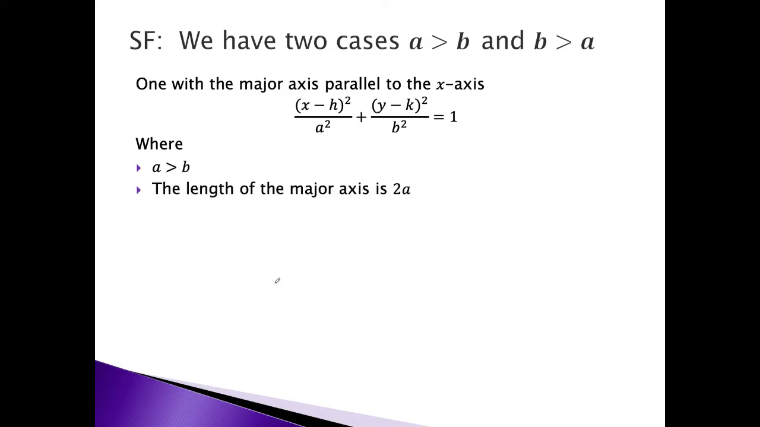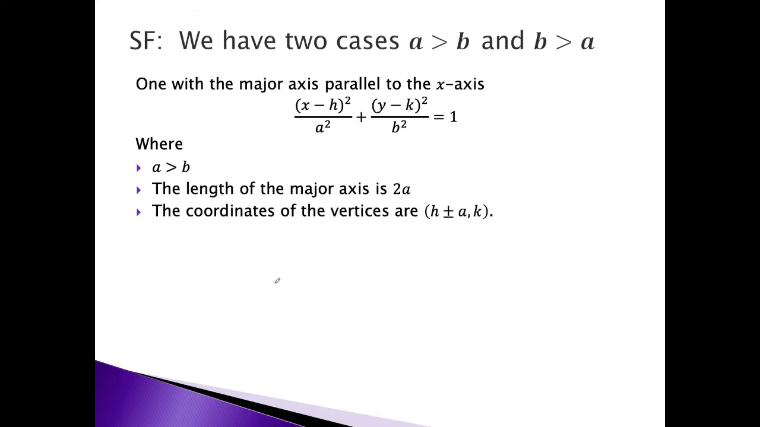For the standard form, that is (x minus h) squared over a squared plus (y minus k) squared over b squared equals 1, where (h, k) is our center, then we know that we are parallel to the x-axis if A is greater than B. So our major axis is parallel to the x-axis if A is greater than B. We know the length of the major axis is 2A.